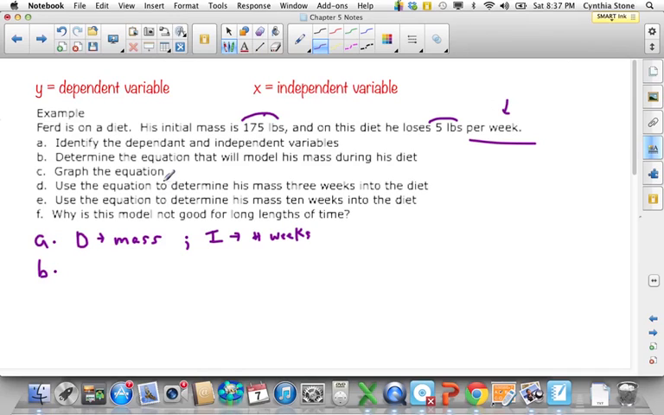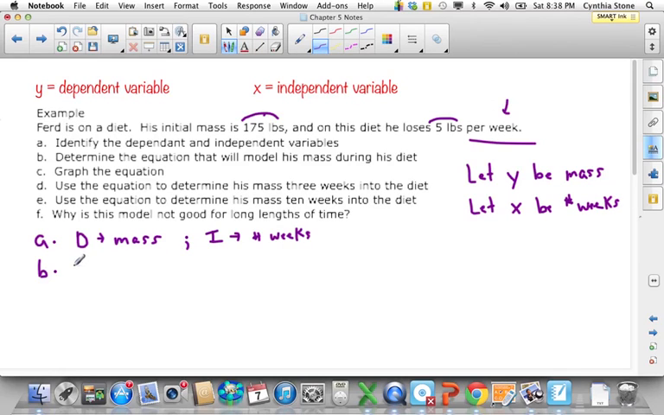Okay, determine the equation that will model his mass during his diet. So let's say let M be mass. You know what? I'm going to not say M, I'm going to say Y. Because we've said that Y is dependent, right? So let's say Y is mass. I'd like to have M for mass, but we'll say Y is mass because we know that Y is the dependent variable. And we'll let X be number of weeks.